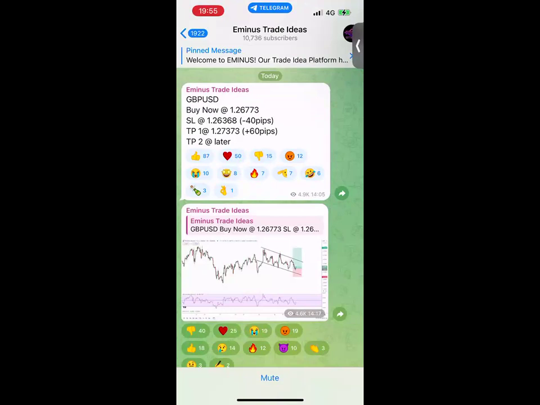So this was today. This idea was dropped today at 2:05. It says GBP USD buy now. Right? So this was the trade idea that was dropped. It gave a zone to buy, stop loss, and all of that. We're going to use it to practice our copy and paste. So go back.